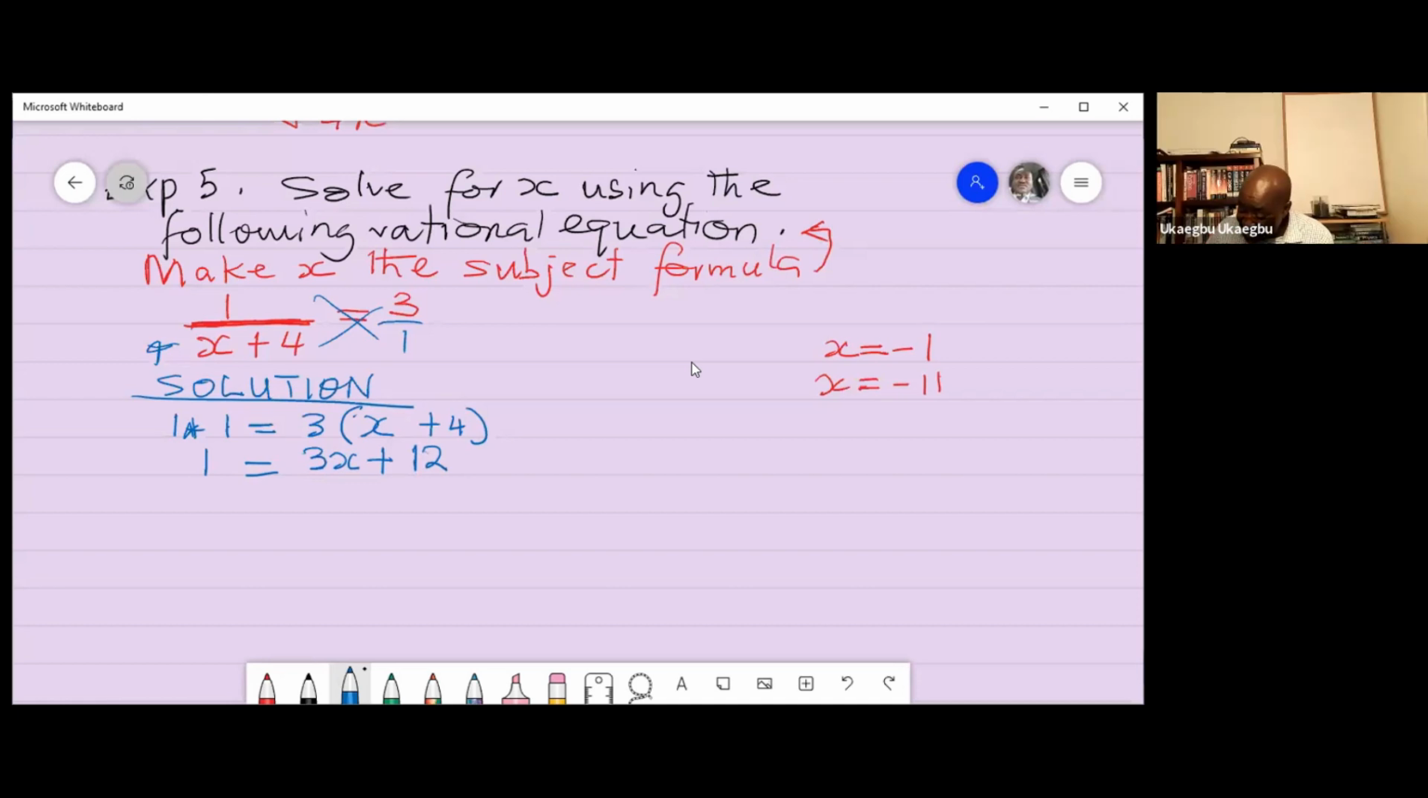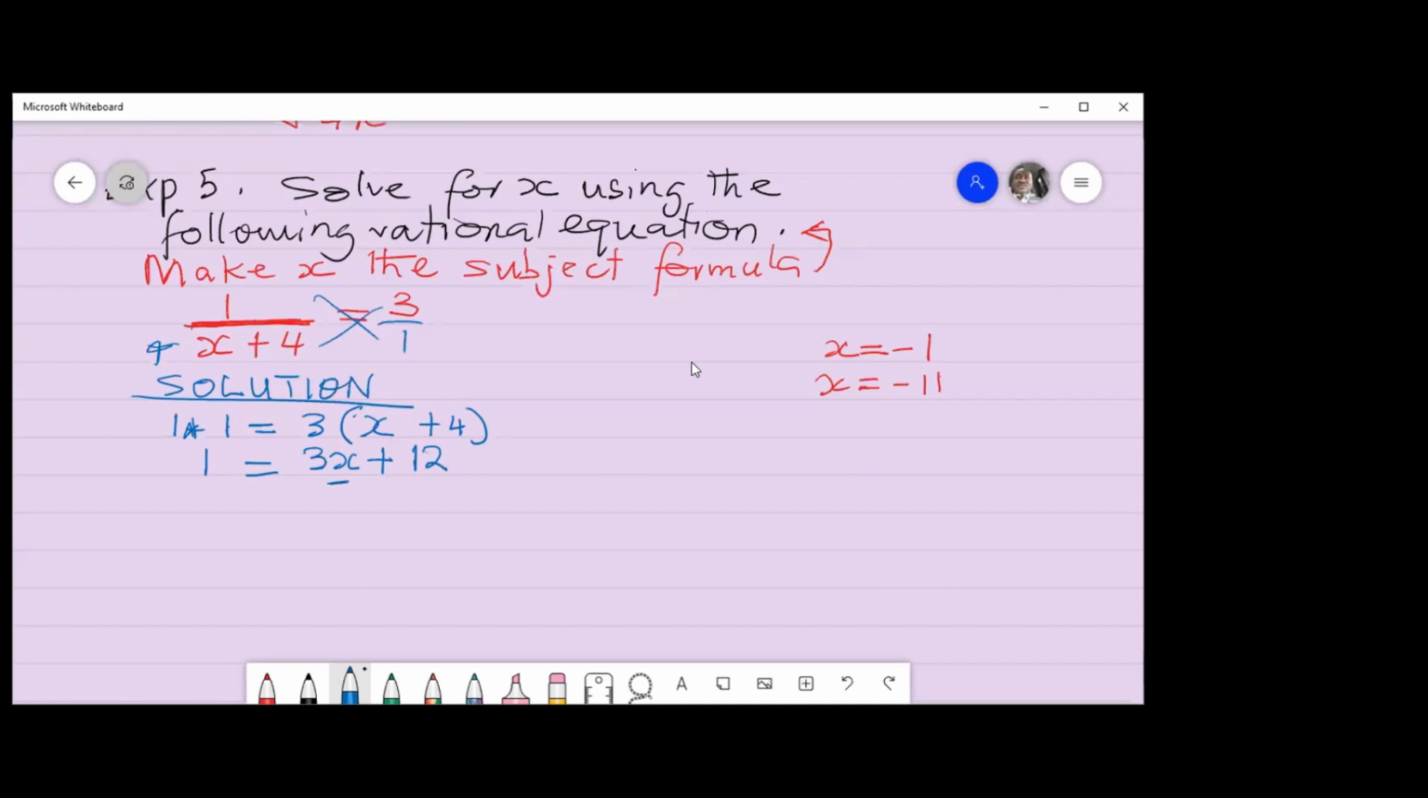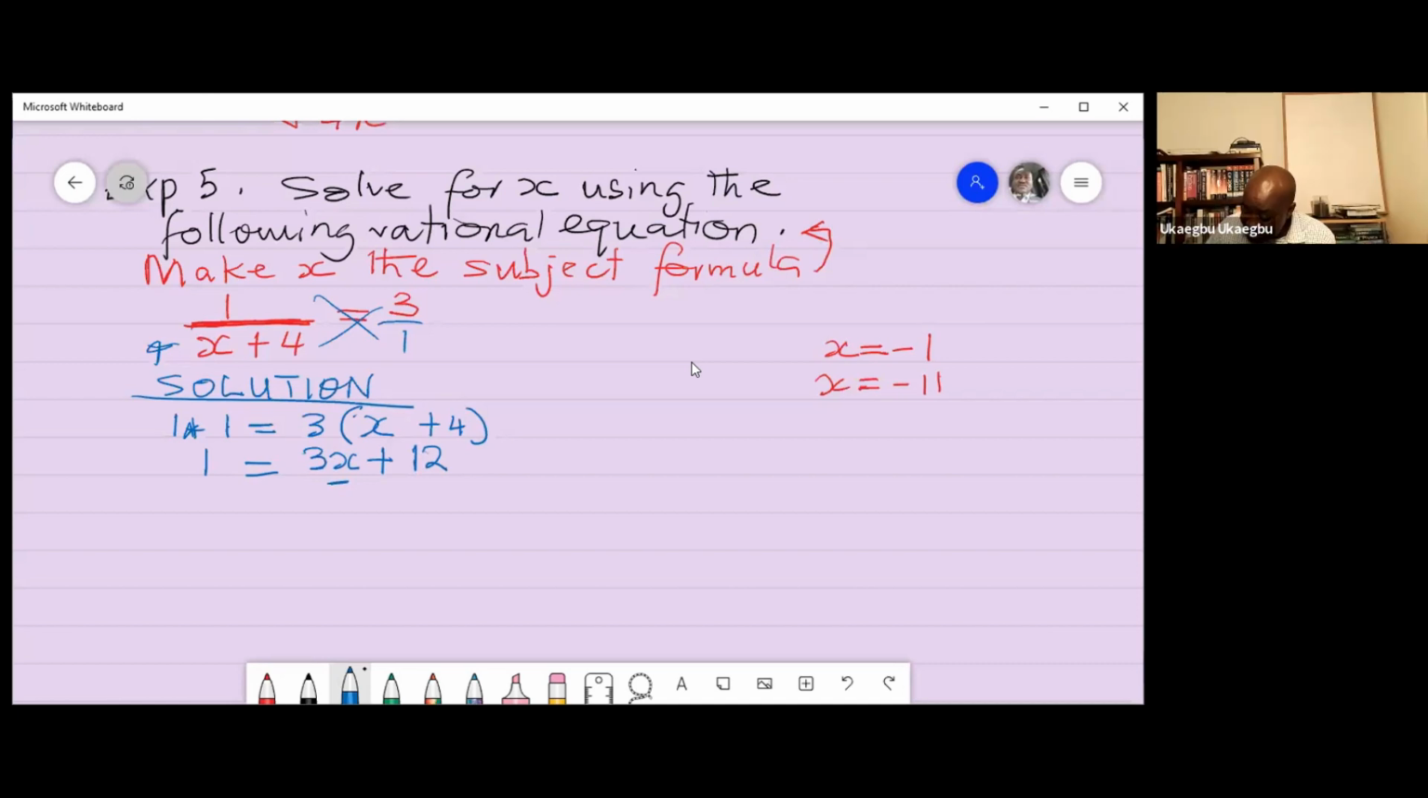Remember, you are solving for x, so you have to eliminate anything that is not x. Negative 12 on both sides. Exactly. So you do 1 minus 12 equal to 3x plus 12 minus 12. That is going to eliminate this one on this side, and you are going to have negative 11 equal to 3x.